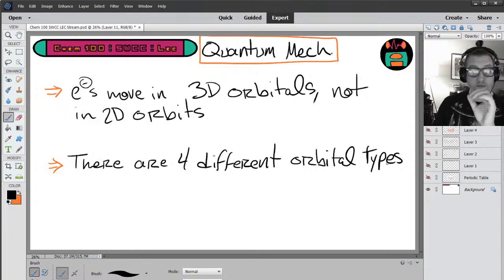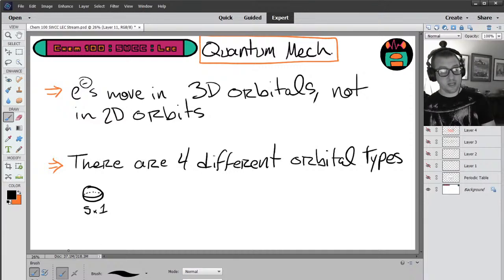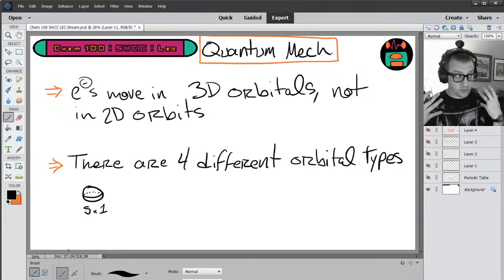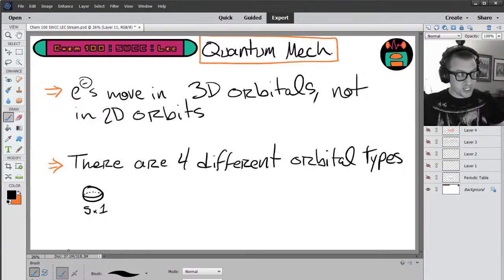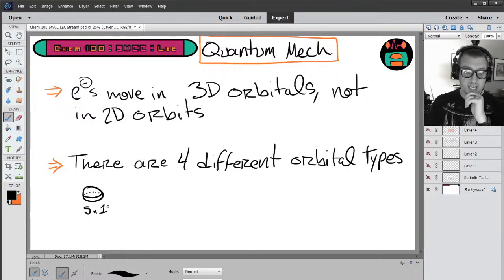All right, there are 4 different orbital types. There is the s orbital. This is the s orbital, and there is one s orbital per shell. So on any given shell, there is one s orbital. On the first shell, there's a 1s orbital, 2s orbital, 3s orbital, etc. Every shell has one s orbital.